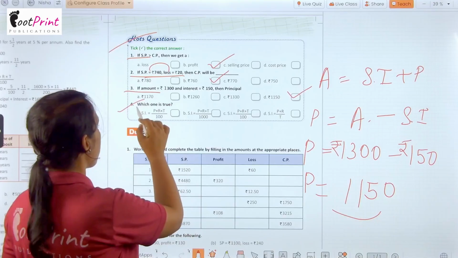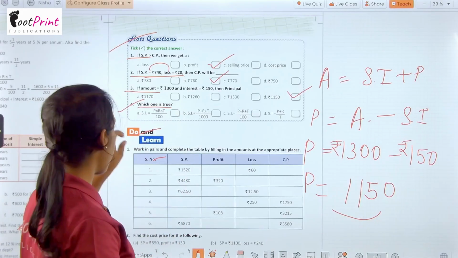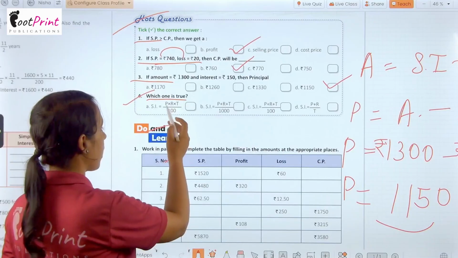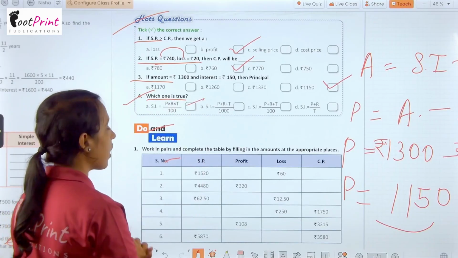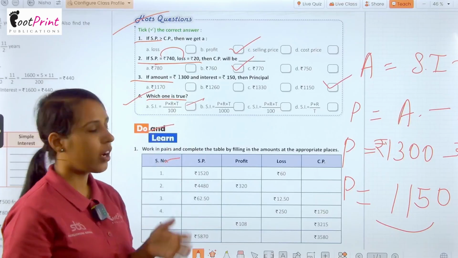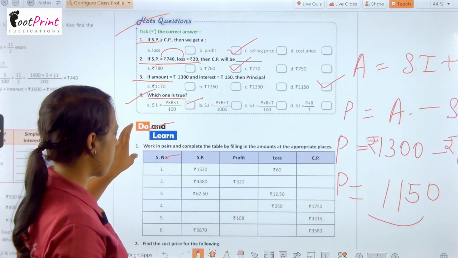Now which one is true? Means we have to find the SI formula. So option A is correct, and the formula we have is P into R into T upon 100, as we learned in our concept. Okay.